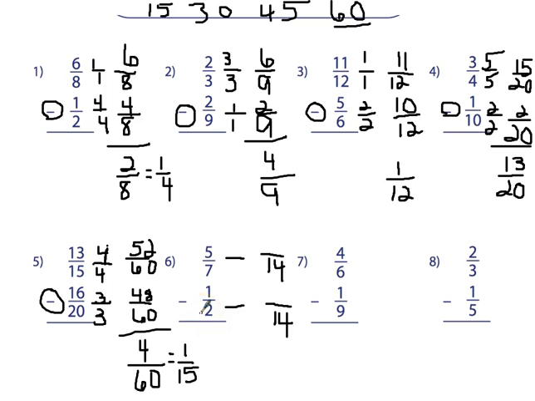So I'm going to think 2 times what number is 14? Well, 2 times 7 is 14. 1 times 7 is 7. 7/14 is an equivalent fraction for 1/2. 7 times what number is 14? Well, that would be 2. And then 5 times 2 is 10. Again, I am subtracting. 10 subtract 7 is going to give me 3/14.